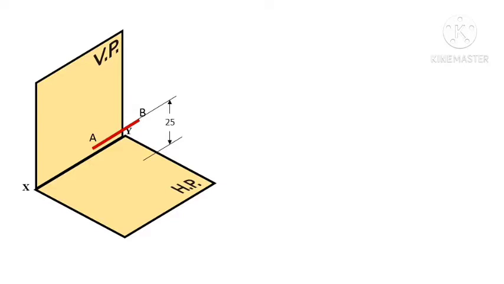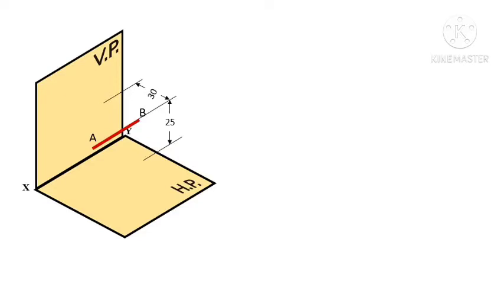25, and from the vertical plane to the line, that distance is 30 mm. So I have positioned my line in the first quadrant, something like this. So what will happen?